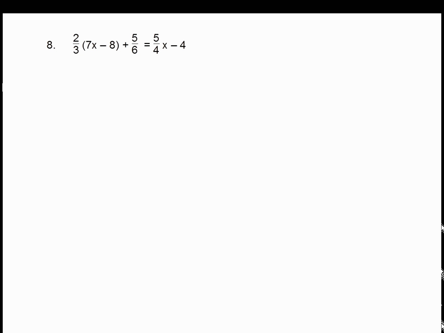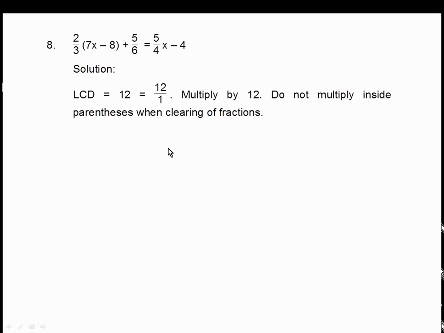Okay, number 8. We've got 2/3 times 7x minus 8 plus 5/6 is equal to 5/4 x minus 4. Okay, I've got fractions and I've got parentheses. So I'm going to clear fractions. That's always going to be my first step. Now, when you're clearing of fractions, do not go inside parentheses. You're not distributing yet. You're trying to make these fractions go away. Remember, this 4 is secretly 4 over 1. I want to get a common denominator for 3, 6, and 4. Okay, it's actually 12 is my LCD.